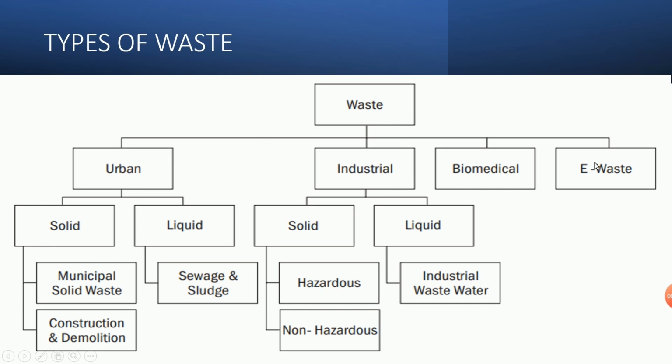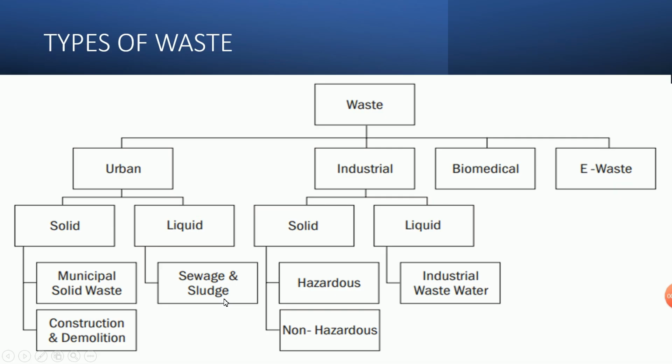First is urban, industrial, biomedical, e-waste. Urban and industrial are again classified into solid and liquid. Urban solid itself is municipal solid waste and construction and demolition. Liquid is sewage and sludge. In industrial, hazardous and non-hazardous. Liquid is industrial wastewater. See here, urban is the area where we humans live. Municipal solid waste is where we throw our garbage. Next, construction and demolition. Whenever any kind of building demolition happens, the rubble and the waste particles are not completely taken away, so they could be considered waste.